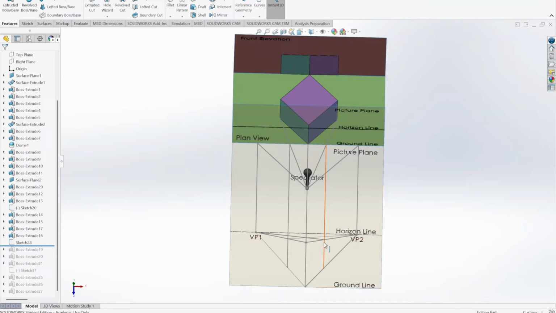So in order then to get the top surface, we're going to go to the top of these lines here, and we're going to join those back to the vanishing points as well.